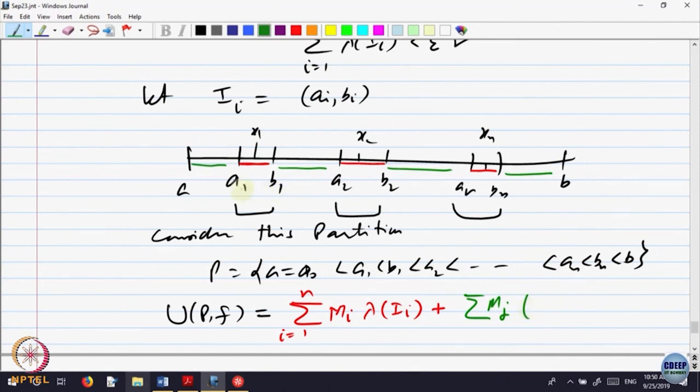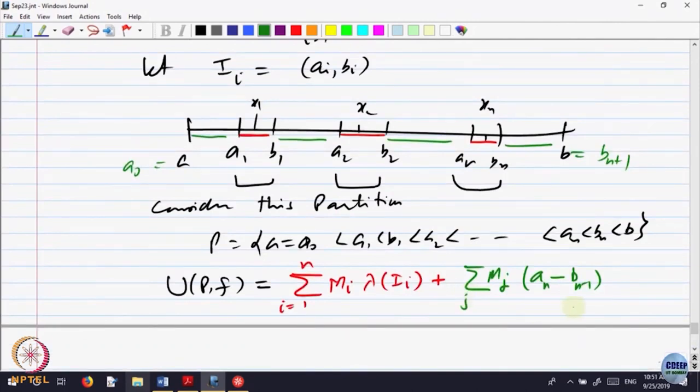So, what will be the length now? It will be a2 minus b1, a3 minus b2, and so on, up to an minus b_{n-1}. I just have only one way of writing. So, this we called a0 and this we called b_{n+1}. Then what I am looking at is the sum over j. You understand what I am writing here? I am writing the sums over these green portions.